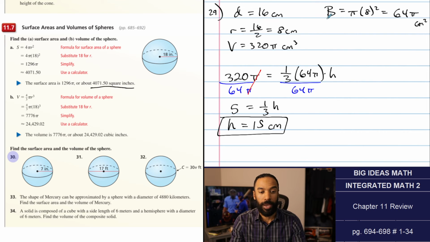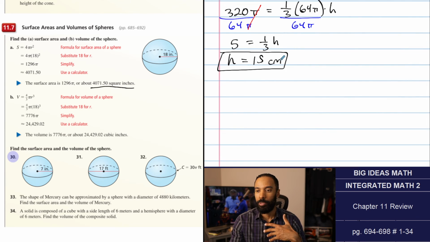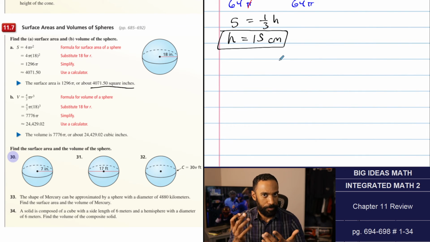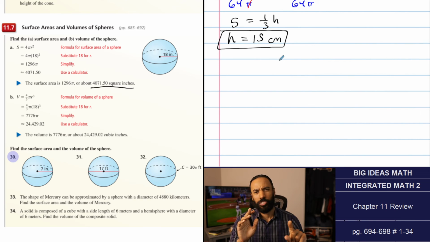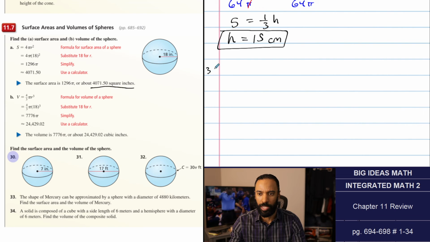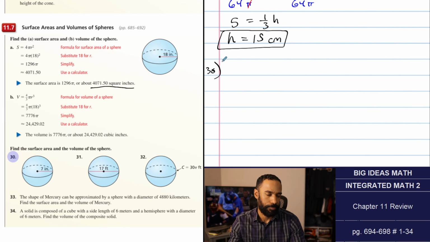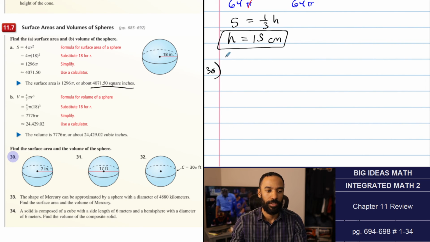Go to work. Now, they might do hemispheres. I don't see any here. But they might do hemispheres, in which case you take half the volume. You don't take half the surface area. I'll talk about that if we do them. If we don't run into them here, you can find them in the problem set on 11.7. All right, find the surface area and volume of the sphere. We have a radius of 7 inches for the first one.